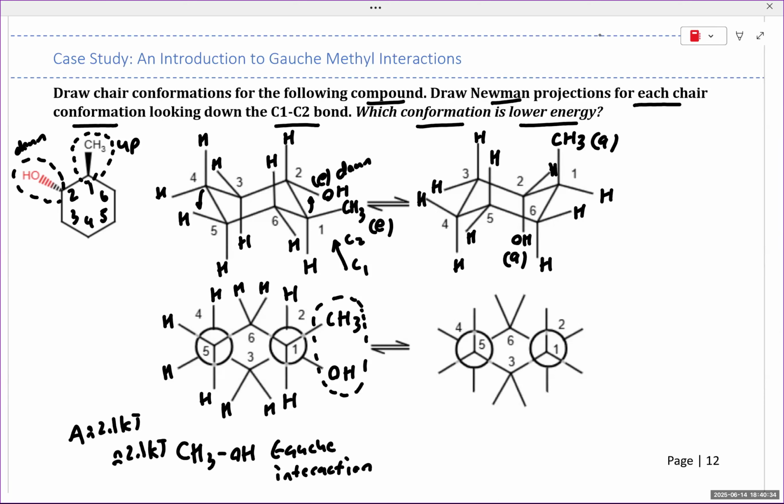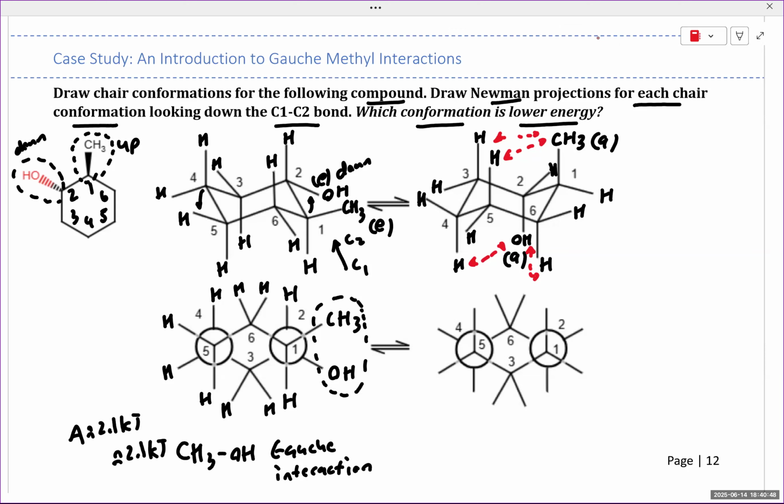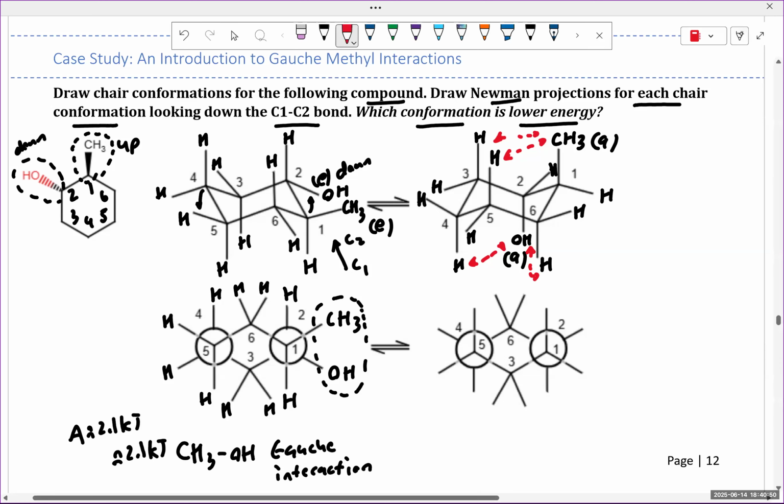So we see that we are already setting up for some unpleasant 1,3 diaxial interactions between the methyl group and the axial hydrogens, and the hydroxyl group and the axial hydrogens. Let's take a look at the Newman projection. So we're looking down the C1 to C2 bond.